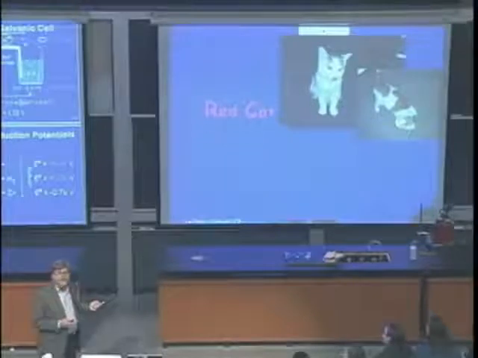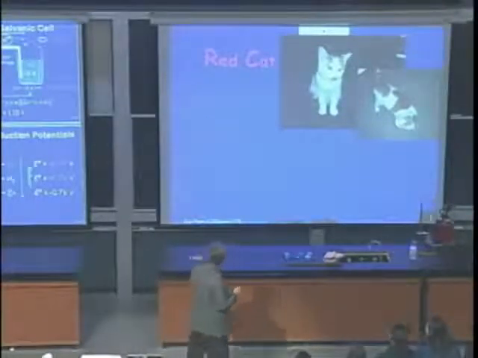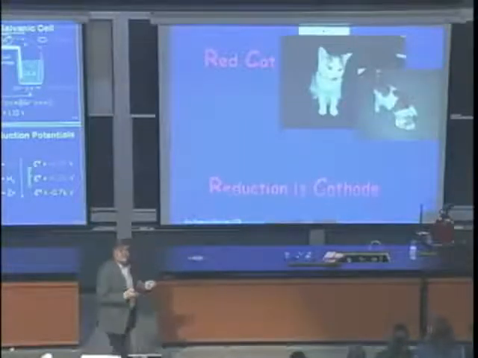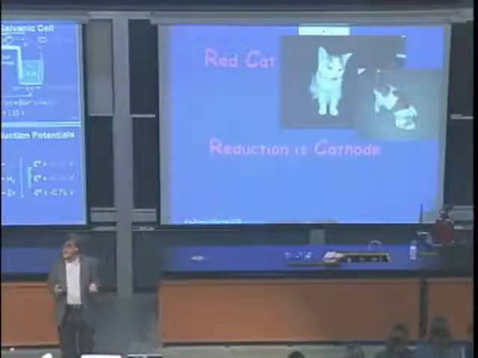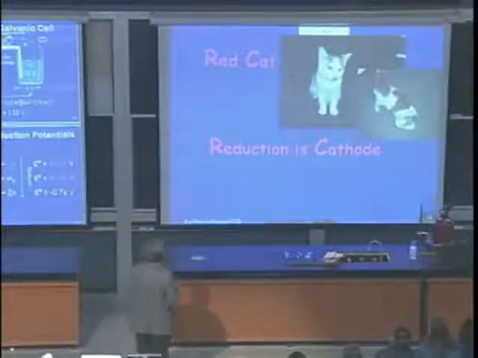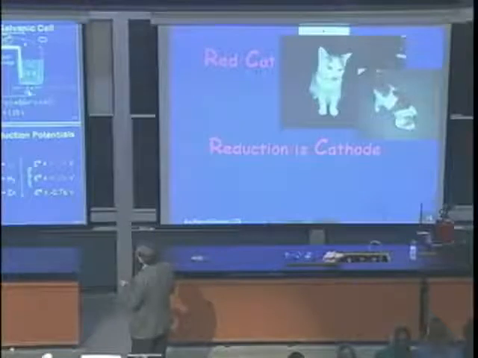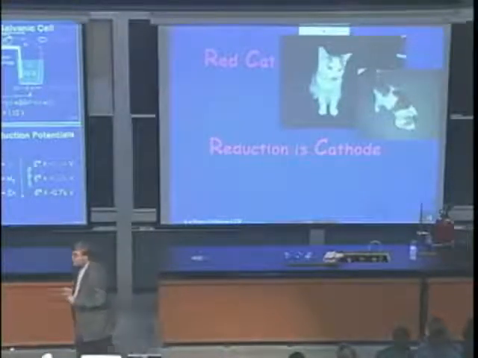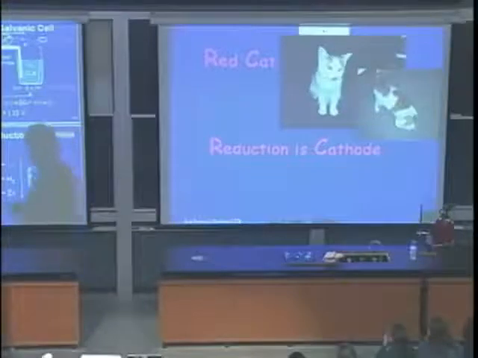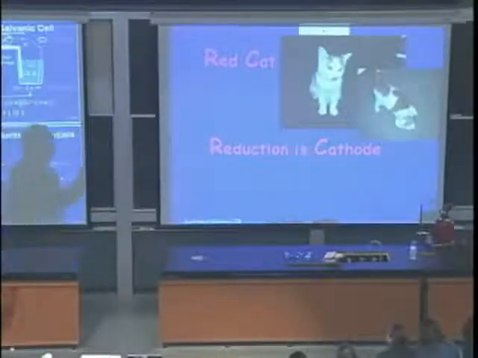Red cat. Another mnemonic. Reduction is cathode, the red cat. That means the cathode is always written on the right side, where the reduction happens. The copper 2 plus plus 2 electrons is the reduction. You always write it on the right side. Red cat. Okay?